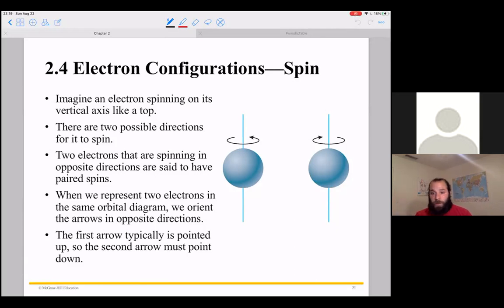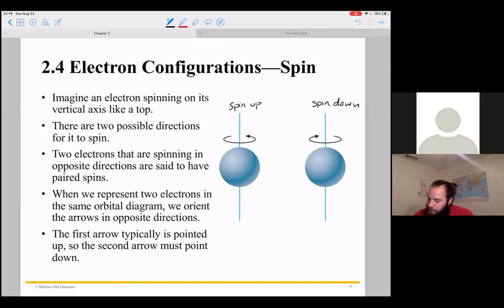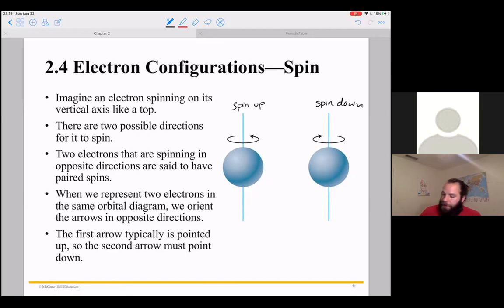There's nothing in between. It's either spinning what we call spin up, or spin down. Okay, and again, there's no middle ground. It's either spin up or spin down. Typically when we're filling in our boxes, the first arrow we do pointed up and the second one has to then be pointed down.